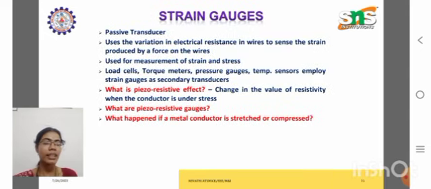Strain gauges. A basic type is a passive transducer. It uses the variation in electrical resistance in wires to sense the strain produced by the force on the wires. Used for measurement of strain and stress. Load cells, torque meters, pressure gauges, and temperature sensors employ strain gauges as secondary transducers. What is the piezoresistive effect? It is the change in the value of resistivity when the conductor is under stress.